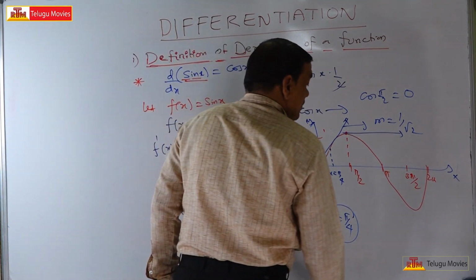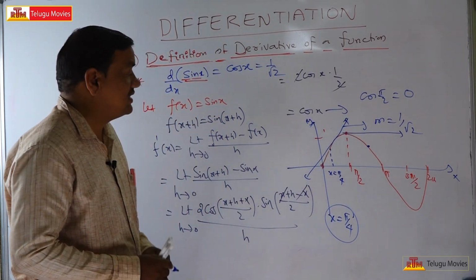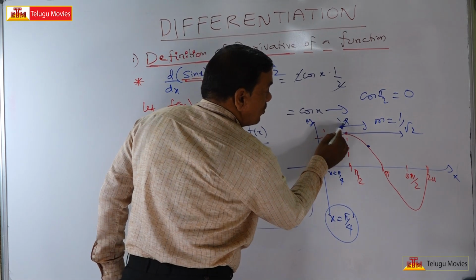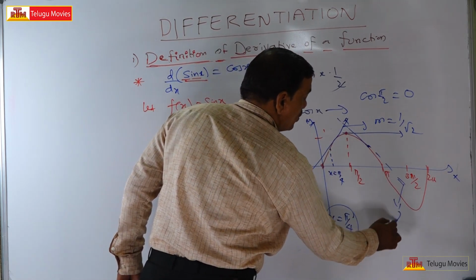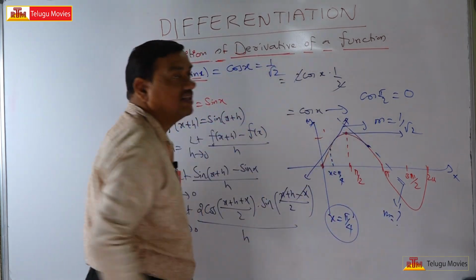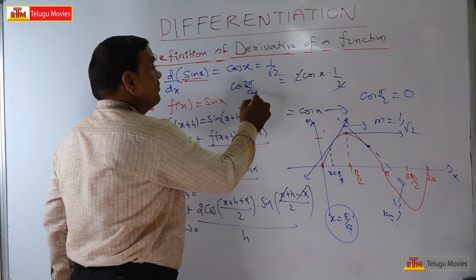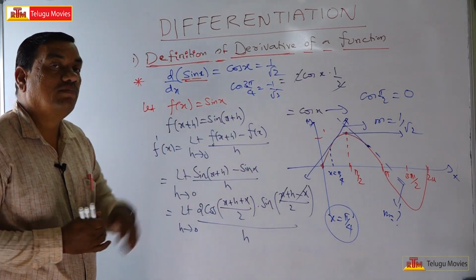So, for example, if it is pi by 2 plus pi by 4, that is 3 pi by 4, here at 3 pi by 4 I have drawn one tangent. What is the slope of this tangent? What is the slope at 3 pi by 4? Cos 3 pi by 4, that is minus 1 by root 2. Minus 1 by root 2 will be the slope of the tangent.